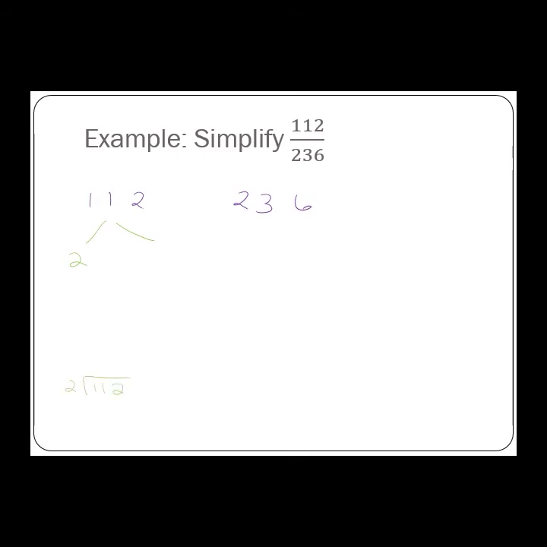And I'm going to do the long division. 2 goes into 11 5 times and gives me 10. 2 goes into 12 6 times. 56 is 7 times 8. 8 is 2 times 4, which is 2 times 2. So I got a 2, a 7, a 2, a 2, and a 2.